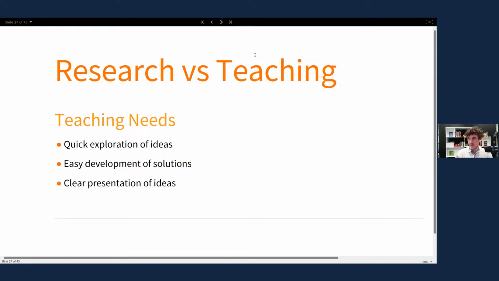I also want to emphasize the clear presentation of ideas. Things like the typeset integration format and the ability to seamlessly integrate audio, video, and images into the notebook are incredibly useful whether you're a researcher or you're teaching.